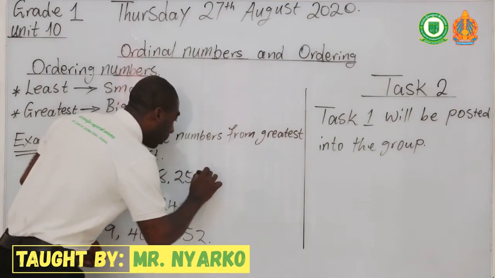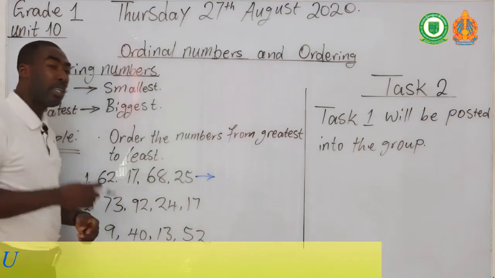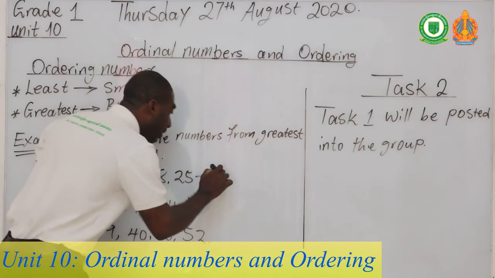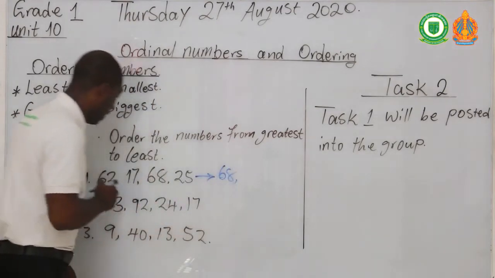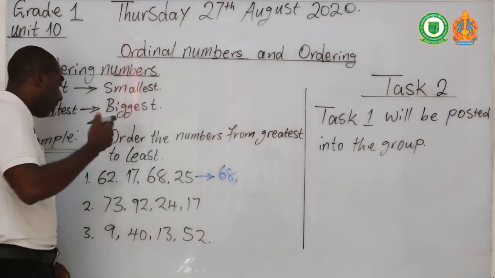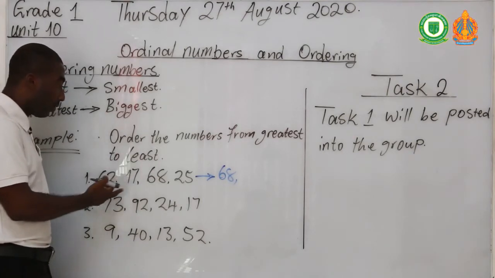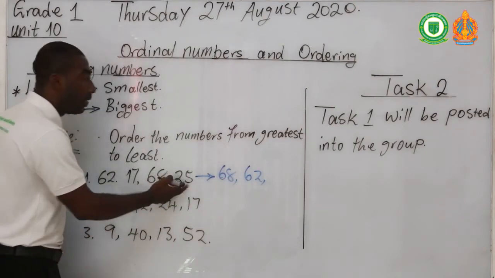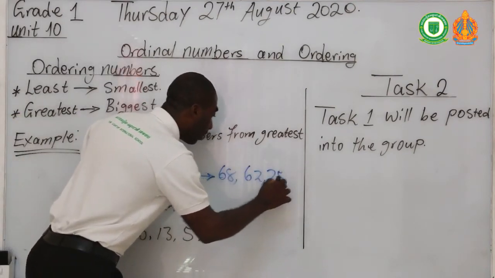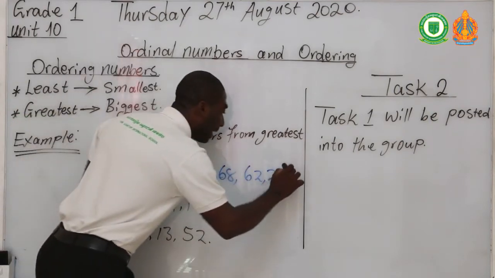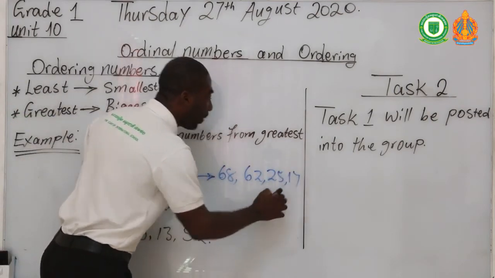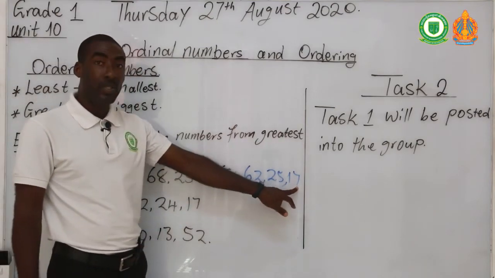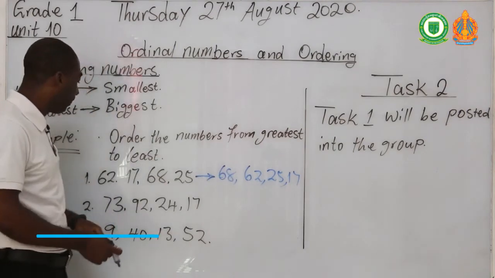Greatest means we are supposed to start with the biggest number. So if you look through here, 68 is the biggest, so we start with 68. After 68, the next value that is also big is 62. So we have 62, and then 25. The last one is going to be 17, which is the least. That means we have arranged our numbers from the greatest to the least. So the least is 17.